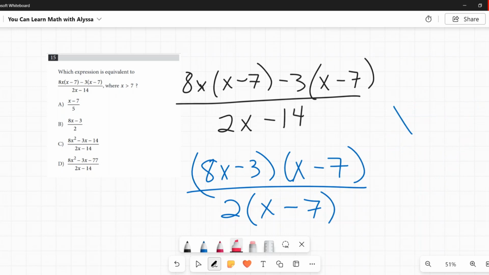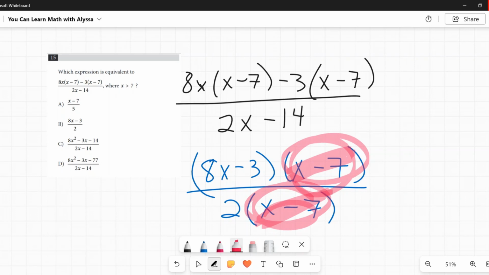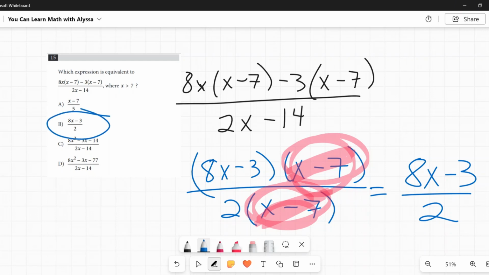But in this case, we have some matching things on top and bottom that are being multiplied. There's an x minus 7 on top and an x minus 7 on the bottom, and they're being multiplied. So that little grouping is being multiplied, and that little grouping is being multiplied. So I can get rid of those groupings. And that leaves me just an 8x minus 3 on the top and a 2 on the bottom. And if we look over here, that is B. B is my answer, 8x minus 3 over 2.